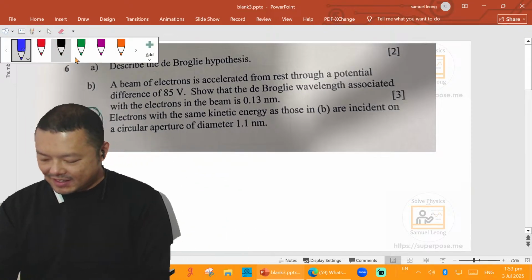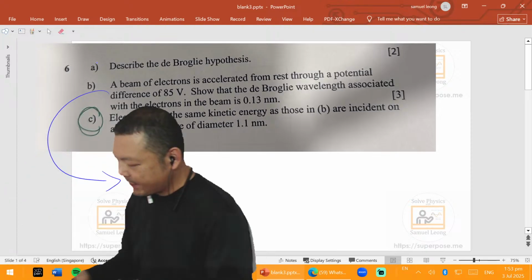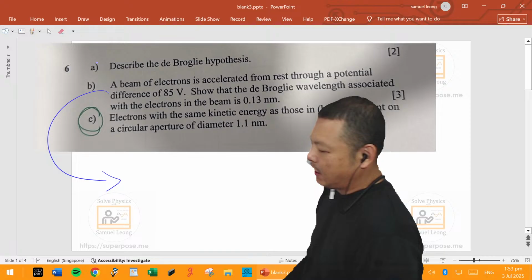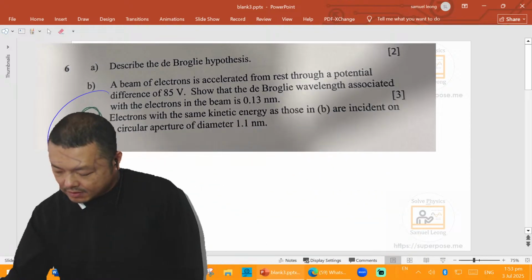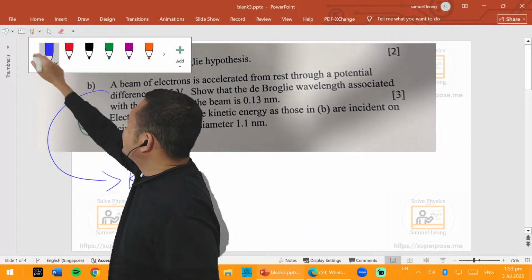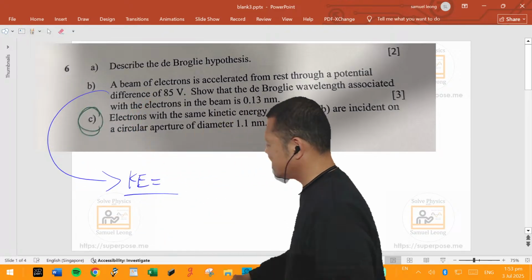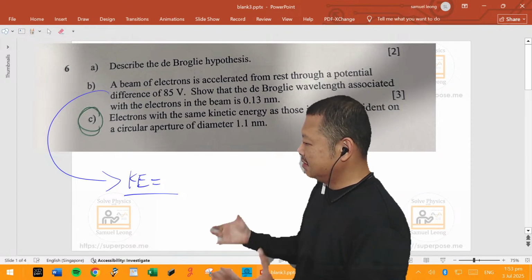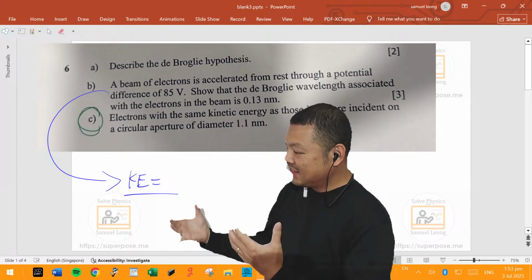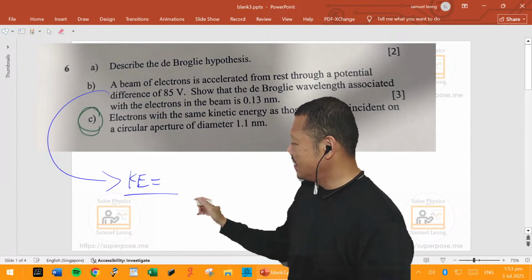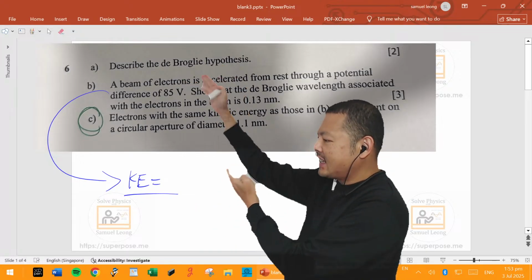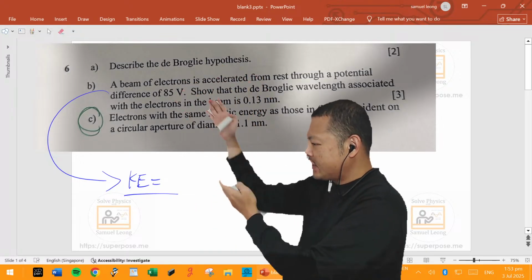What are the equations that we have to run through? What's everything here? So what's the KE of the electrons? Yeah, what's the KE of the electrons? No need to find it, it's right here. Electrons accelerated by 85 volts. I'm asking you what's the KE?